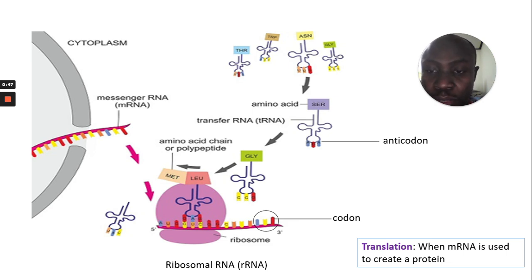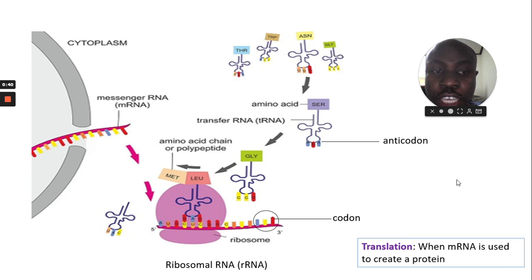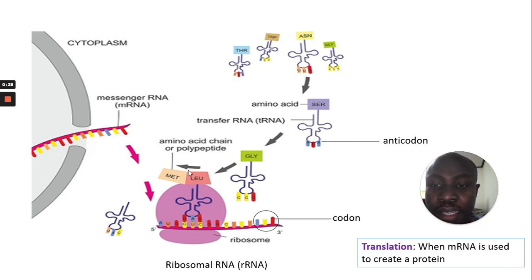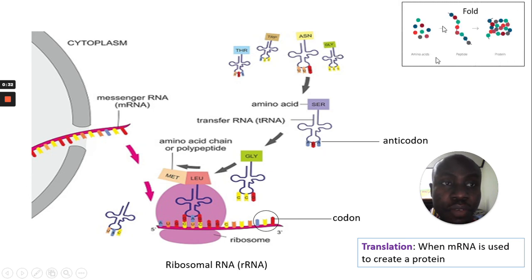Now the ribosome will help the amino acids to join together to form a long chain of polypeptide. Now, when we have a long chain of this polypeptide, it's going to fold and then form the protein. We call this process translation, when we go from messenger RNA to create a protein.